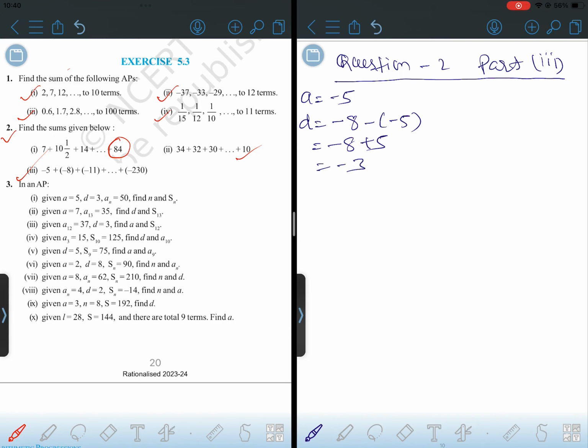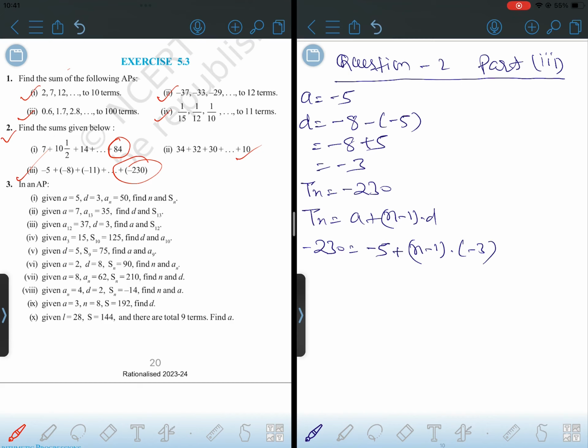And then the last term is given as minus 230. So Tn is equal to minus 230. So we can say Tn is equal to a plus (n minus 1) into d, because our aim is to find out the n, right, number of terms. After that, we can find the value of summation, the sum of the whole AP. So Tn is minus 230. The value of a is minus 5, n we need to find out anyway, and the value of d is minus 3, right?